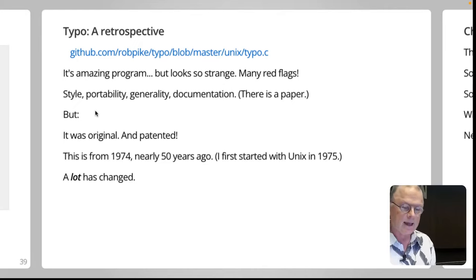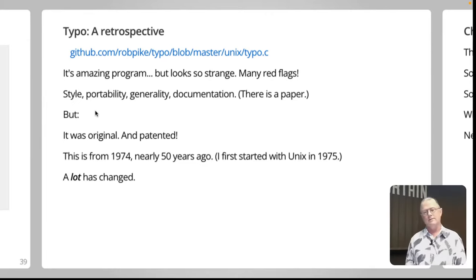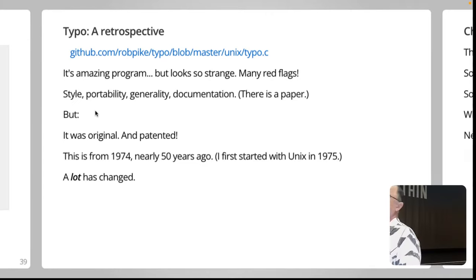And we look at it today, and we think, so many things wrong with this program. It's so non-portable. The style is awful. There's no generality. There's one comment, which just tells you, don't break me. It's a worthless comment. There is a paper, in fairness, and it's a good paper. But the people who have the code don't have the paper, because the paper was never published. But it was original. No one had ever done this before. I just showed you the pieces of the first spell checker ever written, the first streaming counter ever written, in 1974. That's almost 50 years ago.